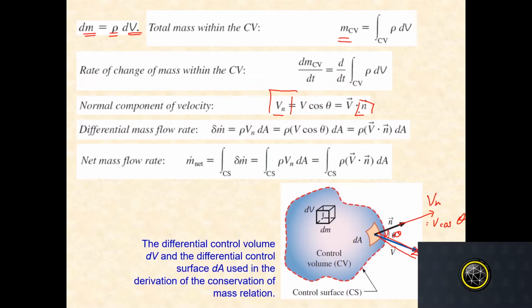So, differential mass flow rate. Mass flow rate equals rho V, you have seen this. Vn here equals V cos theta, and V cos theta is also represented by Vn. So the net mass flow rate is the mass that is going in and leaving the control volume, and it's described by this.